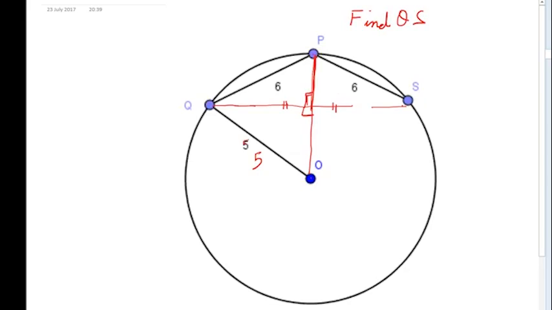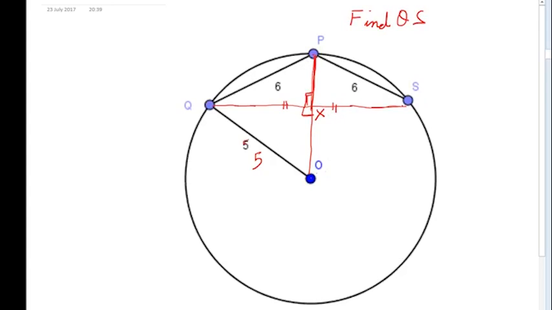What most people will do is they'll join P and O and just assume that it will split QS into half. That is not a given. That needs to be proved in a strictly mathematical sense. But still the question gets solved, so nobody bothers. But you can prove it just by saying that if this is X, PXQ and PXS will be congruent triangles. So now once you have made this a straight line, then you can solve the question.